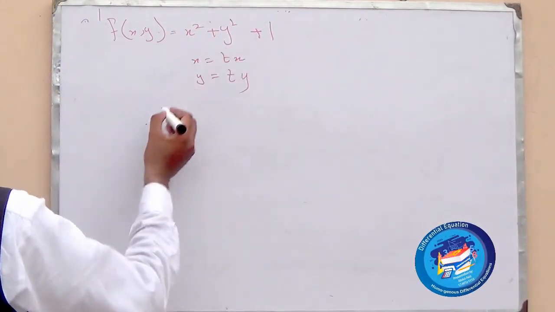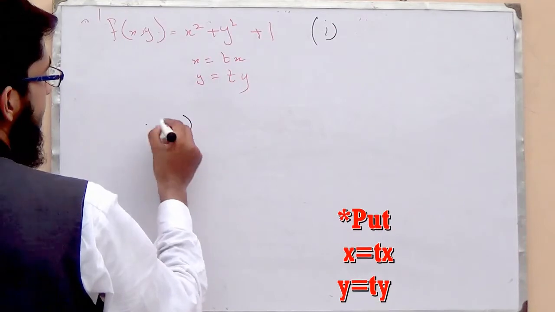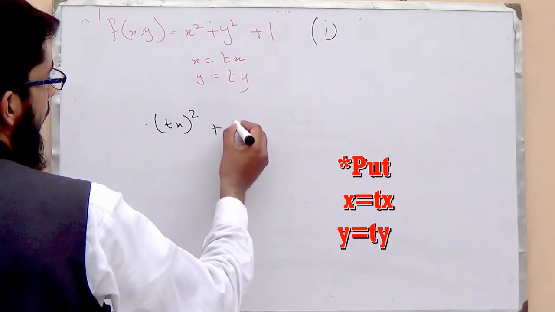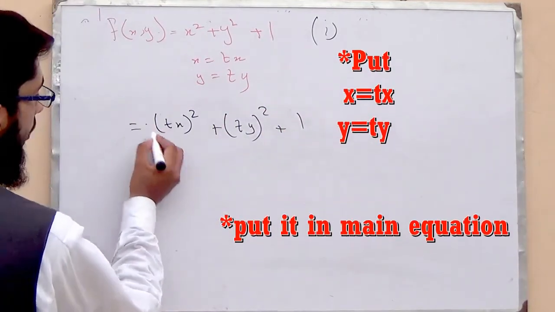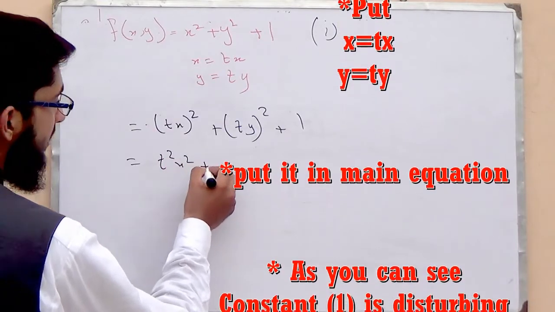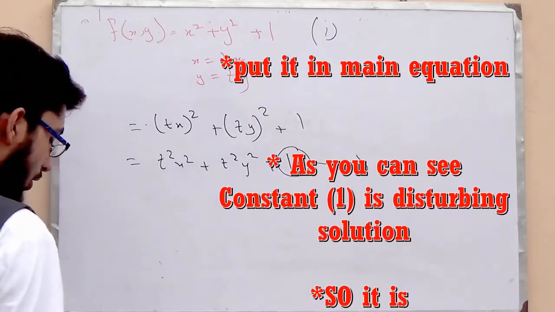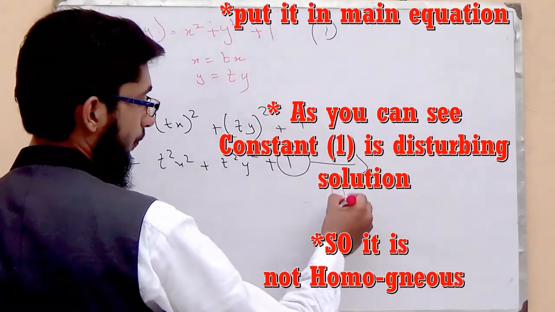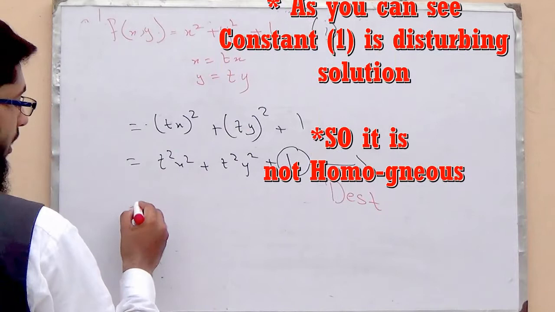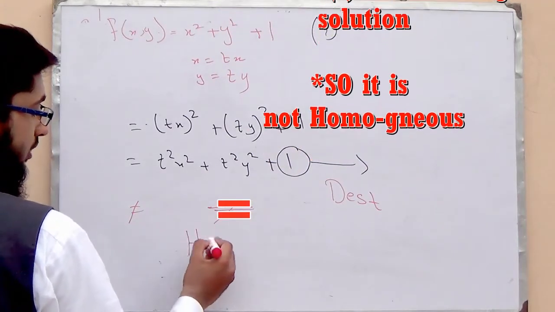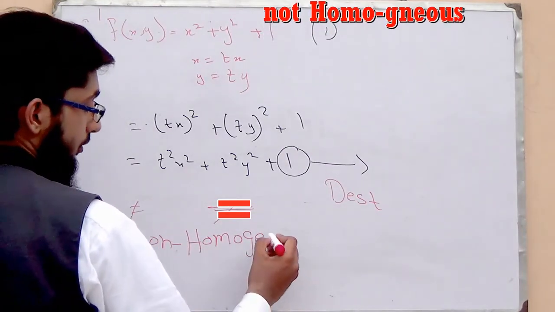Let's solve it. We will put these into equation 1. X square will be equal to (tx) square, plus y square will be (ty) square, and this constant will remain the same. We can see that t square x square plus t square y square plus 1. This thing is destroying the whole homogeneity of the equation, because we cannot take anything common, so this is not homogeneous. This is a non-homogeneous equation.